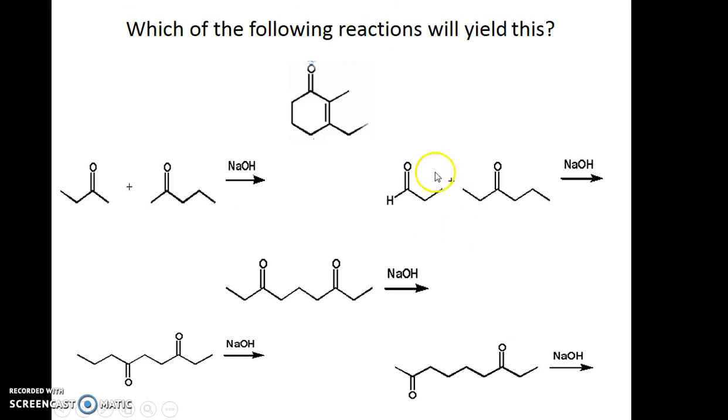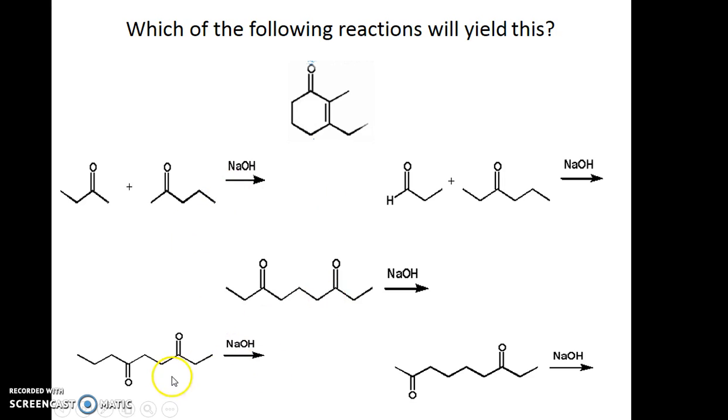Which one of the following reactions give this product? I don't even have to look at suggestions. I can just back this up. Cut this here and put a carbonyl there. That's going to give me 1, 2, 3, 4, 5, 6, 7. So it'll be 3,7-nonadione. So look around for a dione.